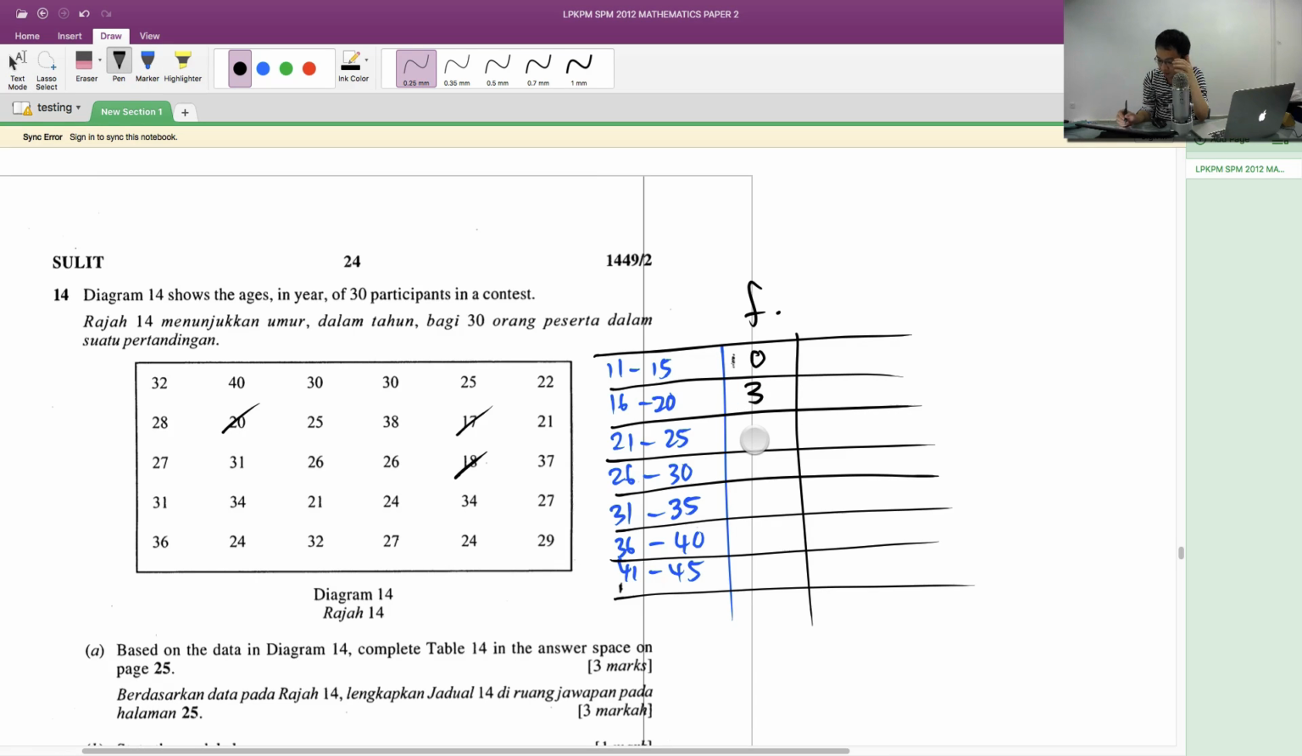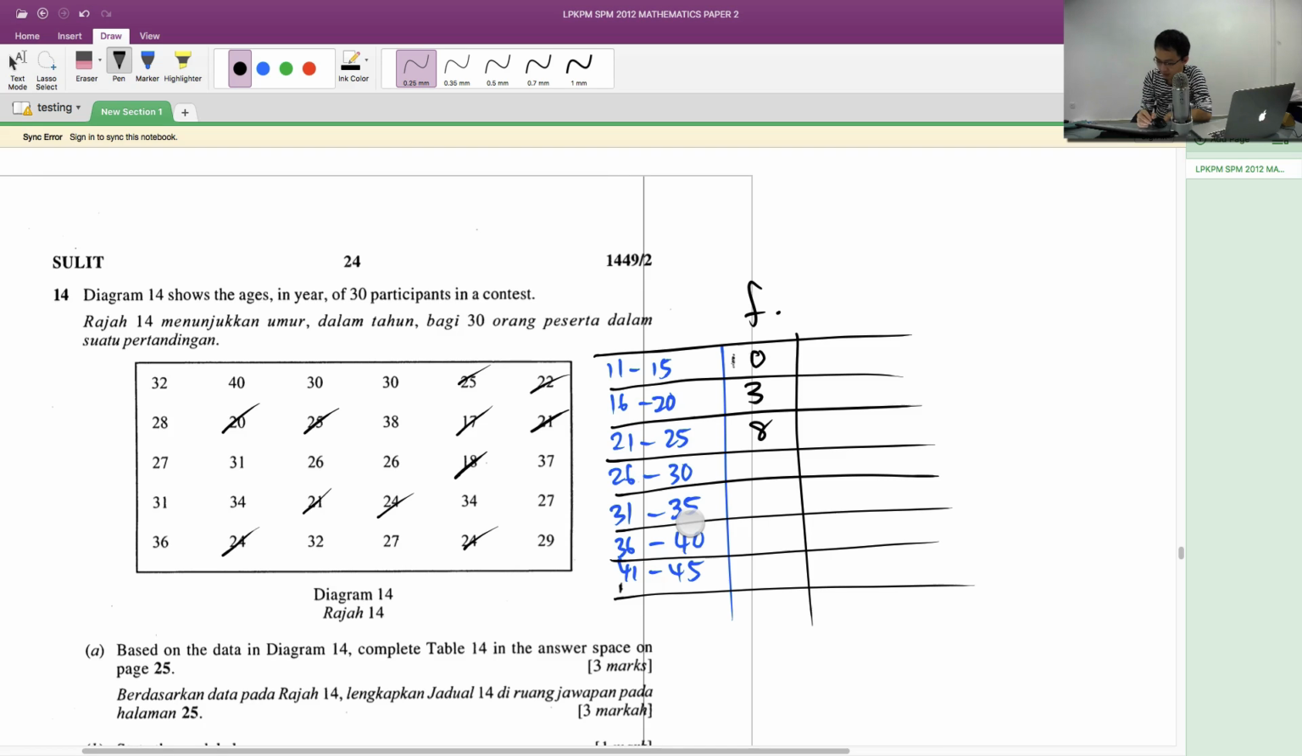Okay, then we come back to 21 to 25. We have 1, 2, 3, 4, 5, 6, 7, 8. Is it 8? Yeah, it should be 8. Alright, then 26 to 30.